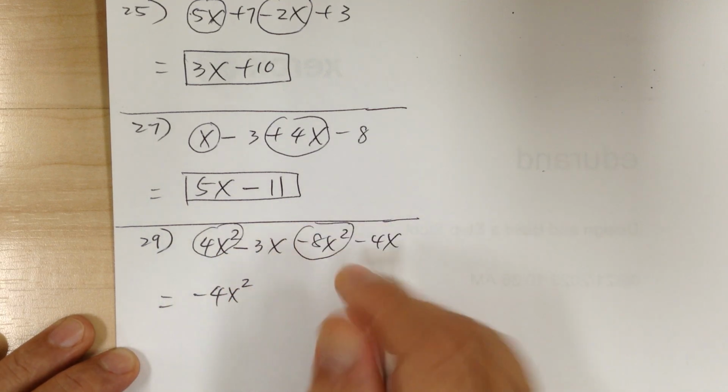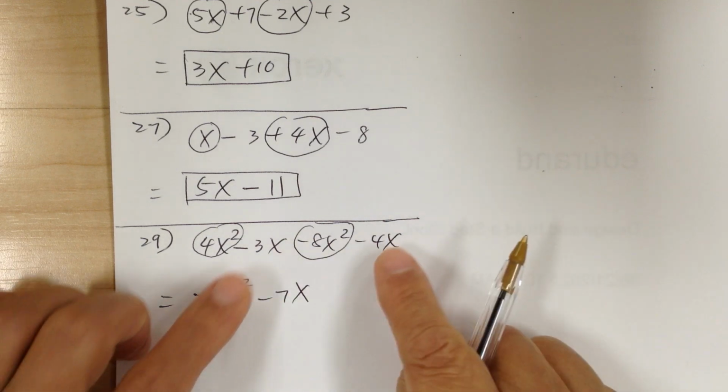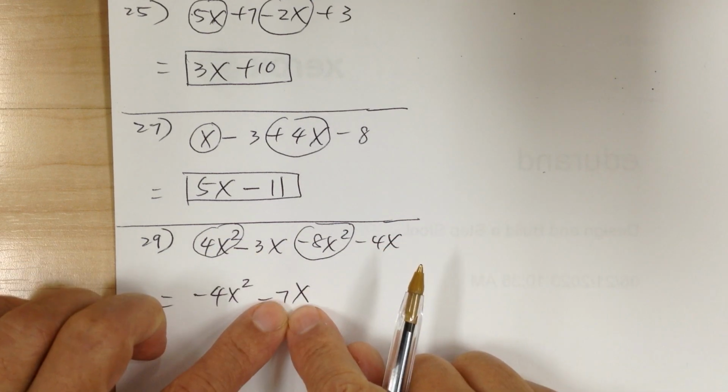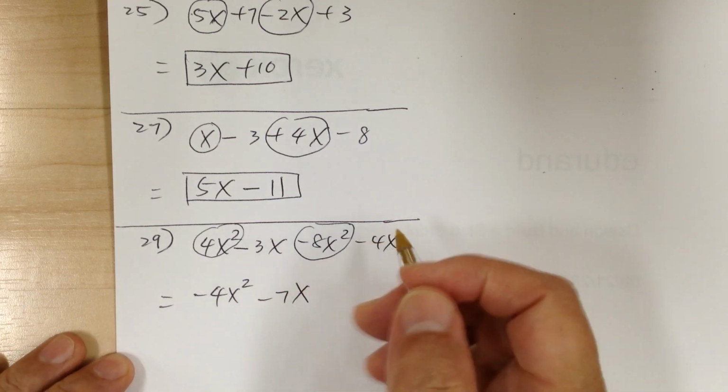And then you do the leftover, so minus 7x. Right, again, same sign, you add the numbers together and you follow the sign of the big number. Okay, and that's it.